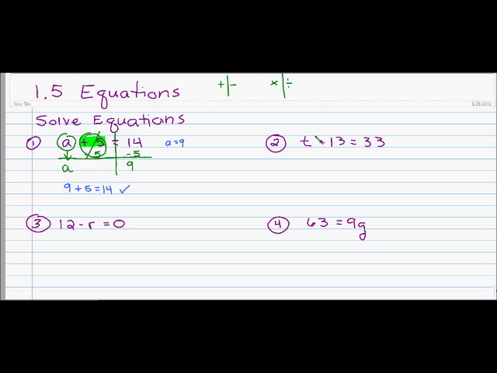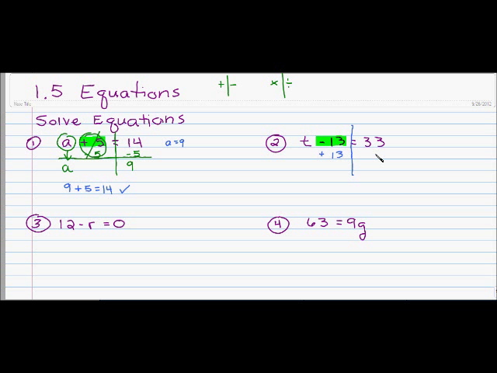Number 2. I'm going to take my highlighter. I'm going to highlight minus 13. I'm going to draw my line where the equation is. And now I'm going to solve. The highlight tells me what I'm going to take the opposite of. The opposite of negative 13 is a positive 13.